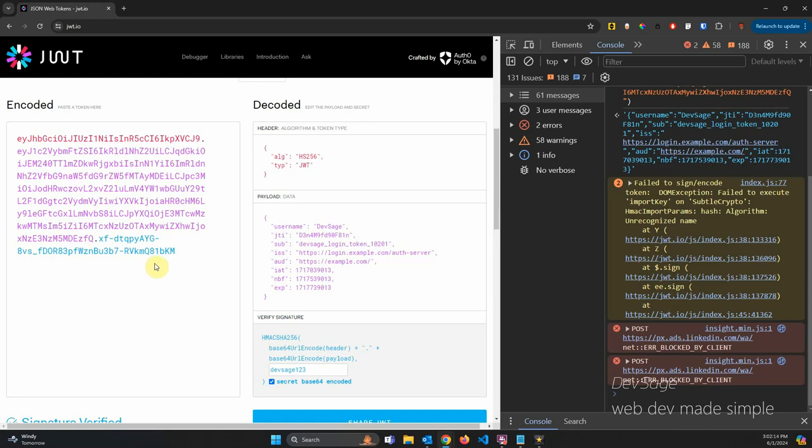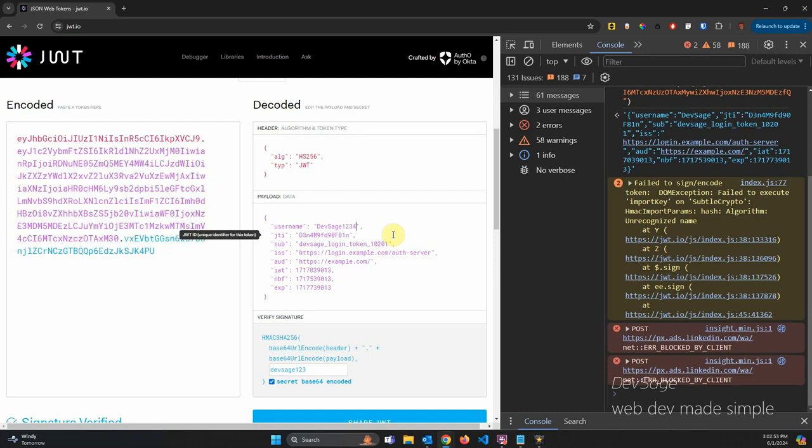If we try to verify the token with a secret that wasn't used to sign it, let's say, for example, instead of DevSage123, they tried to verify it with DevSage458 as the secret, what would happen is we would get a different signature than the signature that I originally sent. And so the code on the server is going to be like, something's not quite right here. Either the secret that was used to sign this token is not the same one I'm trying to use to verify it, or it could be that the secret is correct. However, the payload was tampered with.